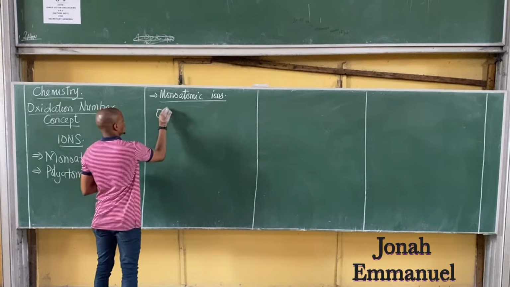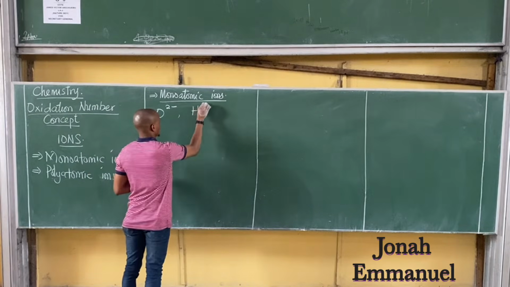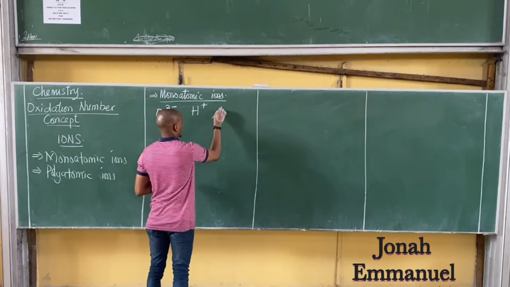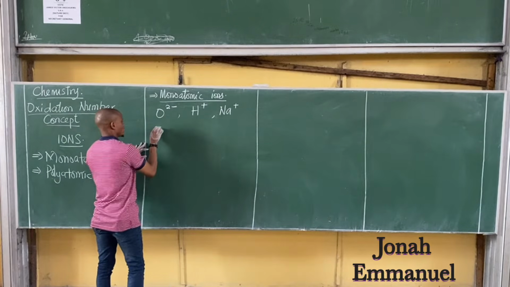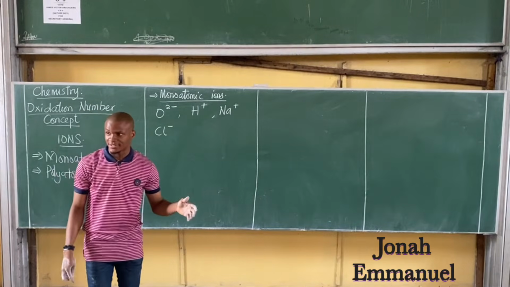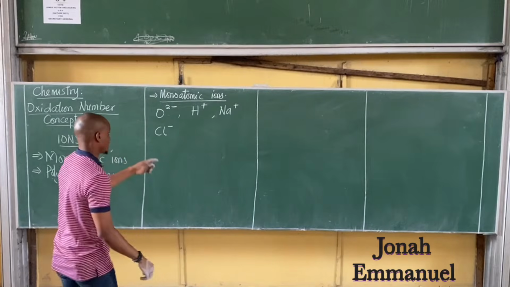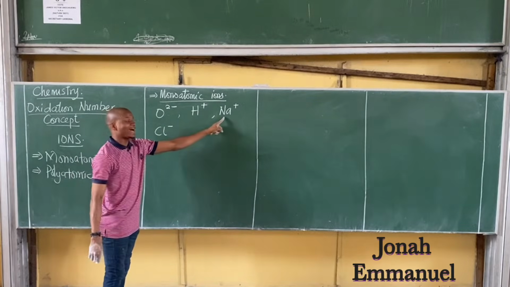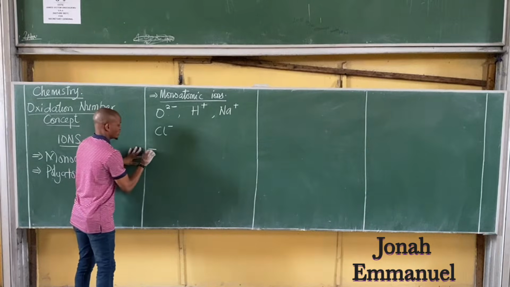Example, O2 minus. Yes, monoatomic. H plus, monoatomic. Na plus, monoatomic. Cl minus, monoatomic. All of these are monoatomic ions. Why? Of course, you can see they are just of one atom of an element.